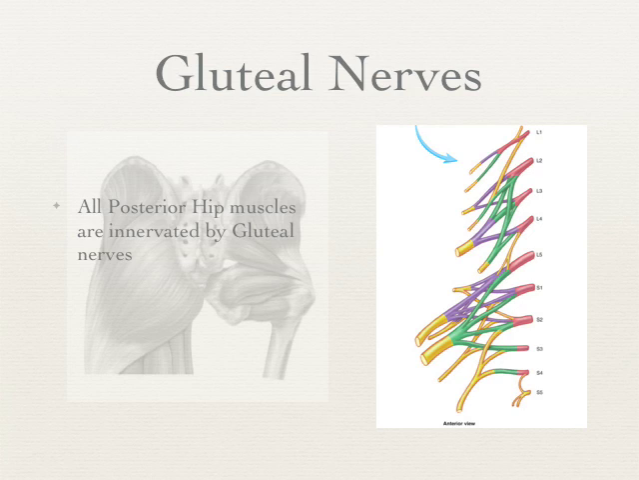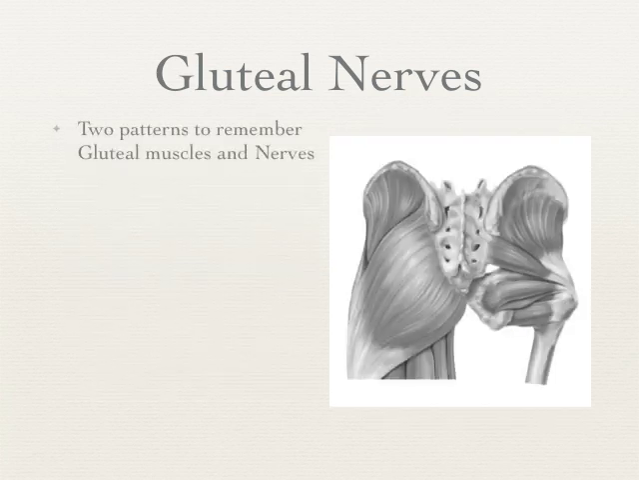Can you name the four posterior hip muscles? If you can, all of those come from here. There's a superior gluteal nerve and an inferior gluteal nerve right there. And they're down here in the sacral area. So two patterns to remember in the gluteal nerves. If you remember these two patterns, you'll get this very quickly. First of all, there's four muscles here. Can you name the four?